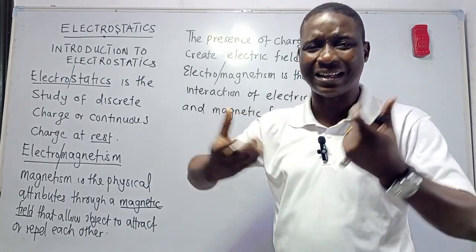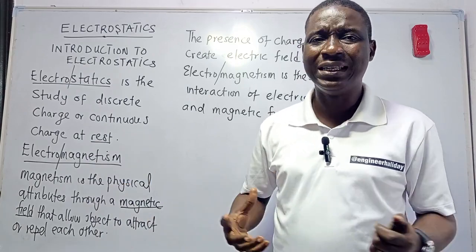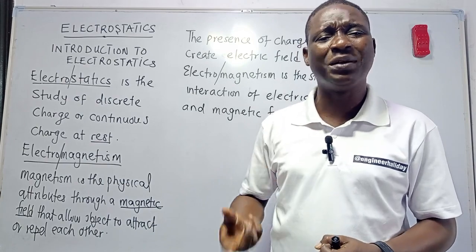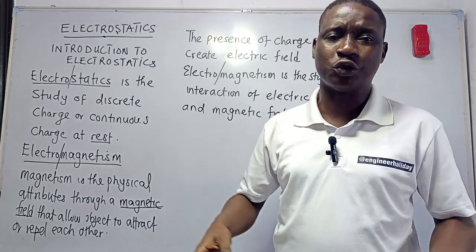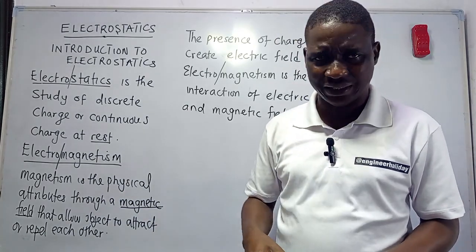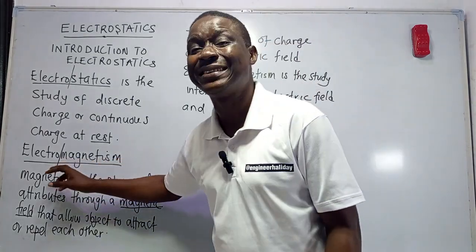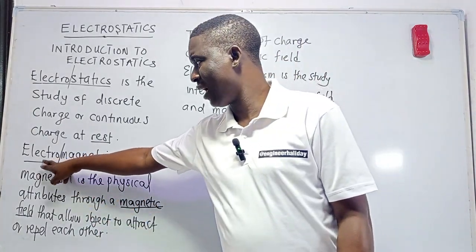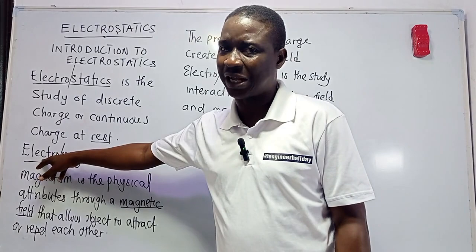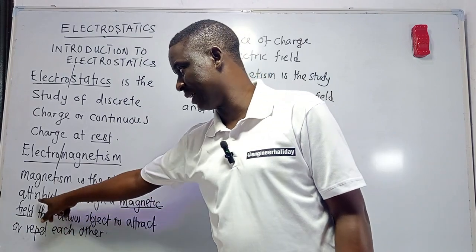Environment where objects can attract or repel each other. So in that case, magnetism can also be likened to the ability of a magnet to attract or repel. That is why we cannot have a term called electromagnetism without two terms being brought in: one through electro, which is charge, electron, and one through magnetism, which is the magnetic field.